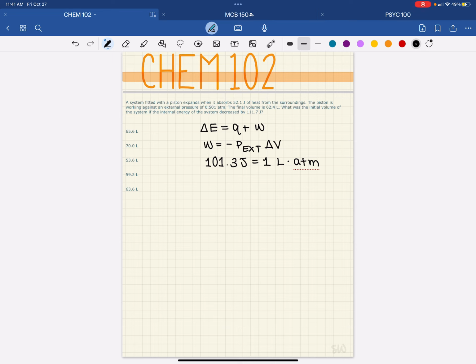So first we're going to set up our delta E equals Q plus W equation. So I know that I lose 111.7 joules during the reaction. I also know that it absorbs 52.1 joules, so that means that my Q is positive.